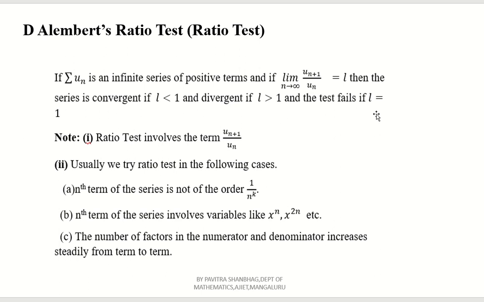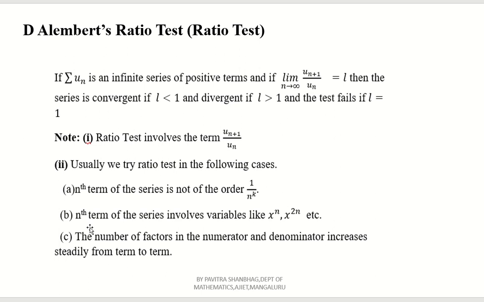Now you have to remember the important points here. The ratio test involves the ratio un plus 1 by un. This is the first very important note. Second, usually we try the ratio test in the following cases. First, the nth term of the series is not of the order 1 by n power k, that is 1 by n square, 1 by n cube, like that. If it is not in this form, you have to go for the ratio test.